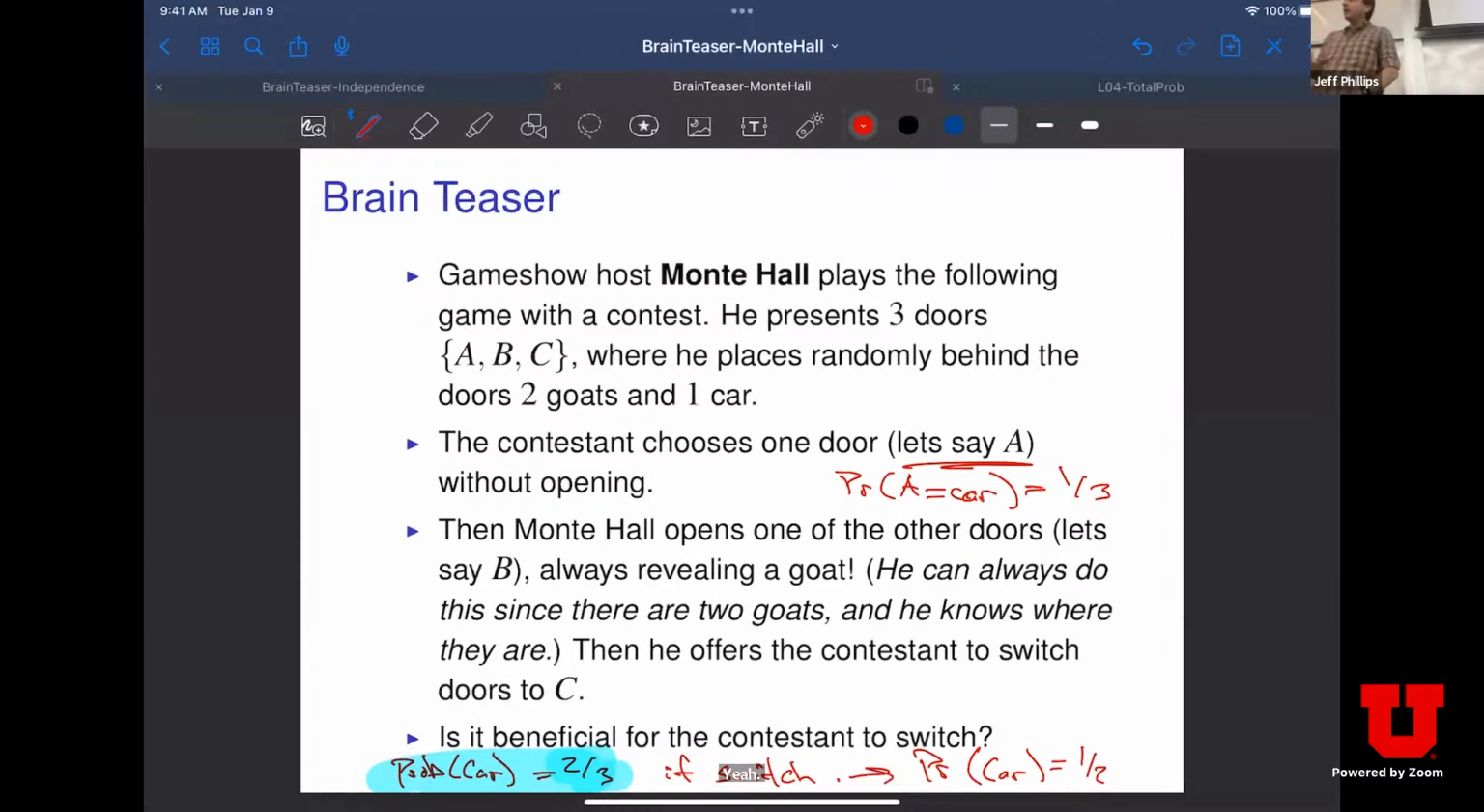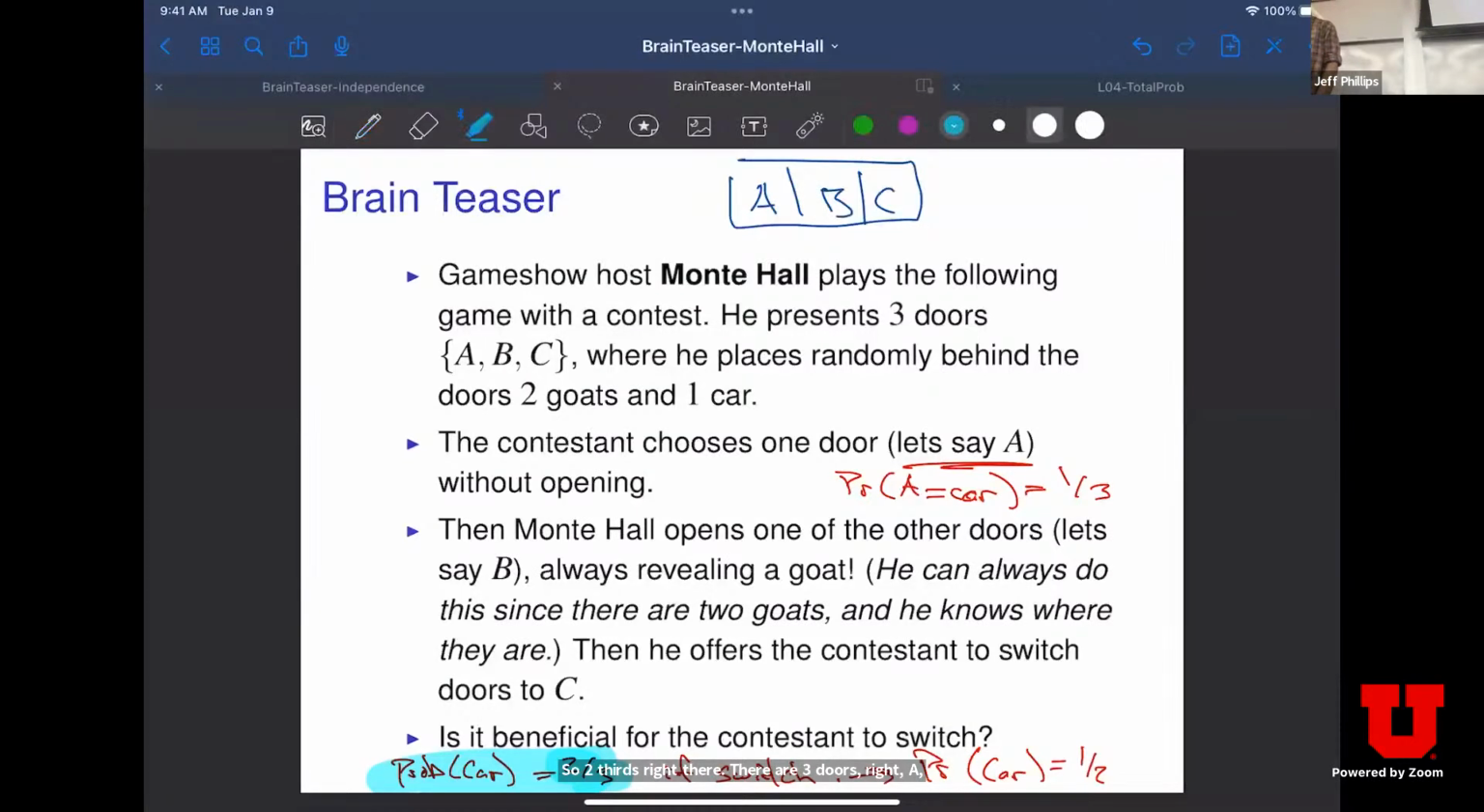So 2/3, right? There are three doors, A, B, and C, and without loss of generality, you can either choose door A, or you get doors B and C, right? So the probability that the car's behind door A is 1/3, and the probability that it's behind B or C, the probability of B union C, is going to be 2/3, right?